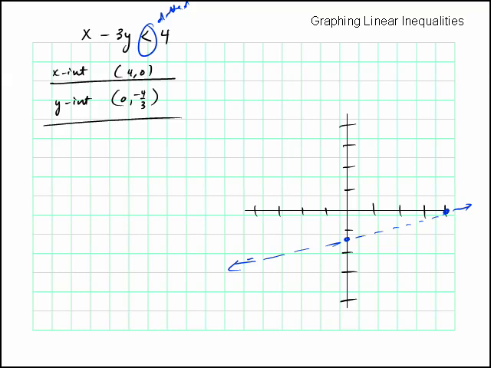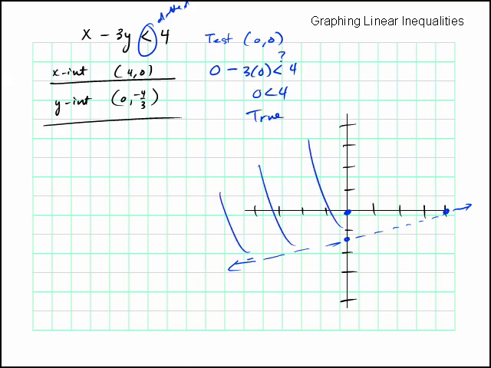Now I have to figure out which side to shade. Let me show you both ways. I could test a point such as (0, 0). Plug (0, 0) into the inequality: 0 minus 3 times 0. Is that going to be less than 4? The answer is yes, true. (0, 0) is right here and it works. It is a solution. That means that side contains the solutions, just like that.